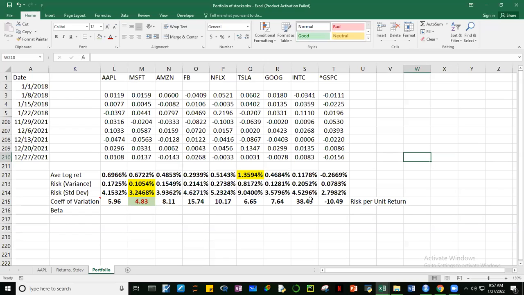Okay, the worst performer is Intel. In terms of coefficient of variation, ang pangalawa is si Apple, 5.96. Okay, if you take a look at GSPC, guys, walang meaning tong negative na coefficient of variation. This does not mean anything kasi negative yung average returns niya. So may meaning lang yung coefficient of variation, guys, kung positive yung answer na to.